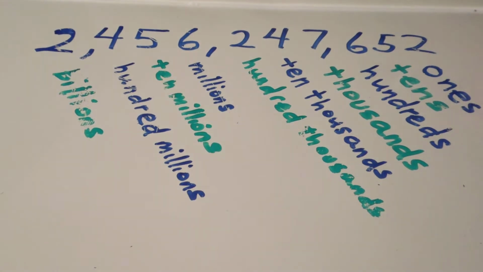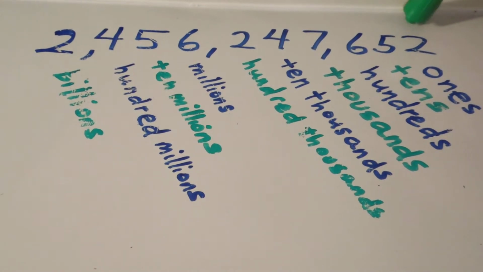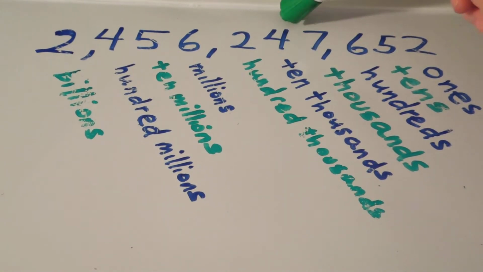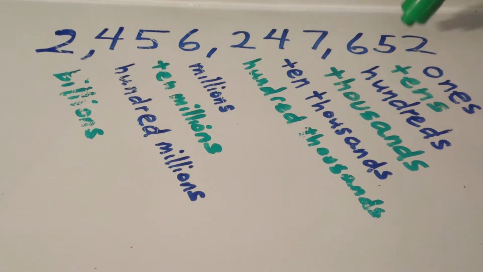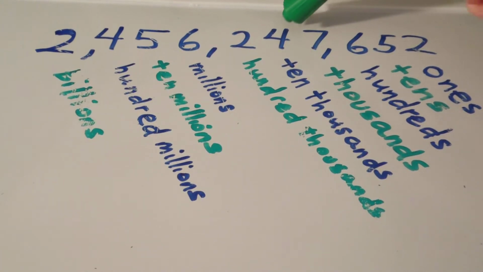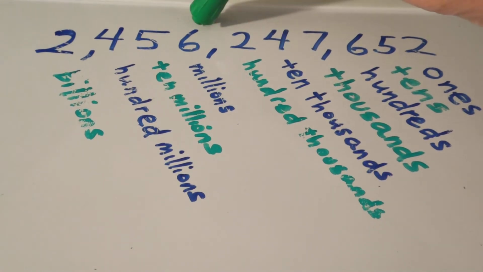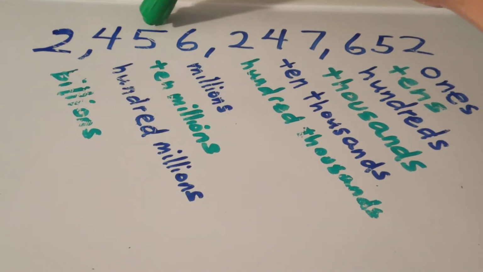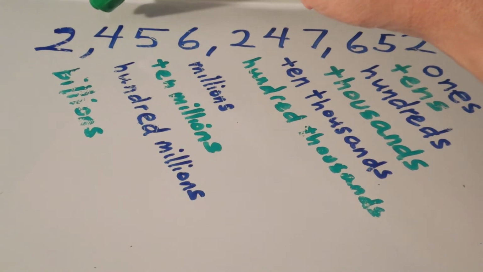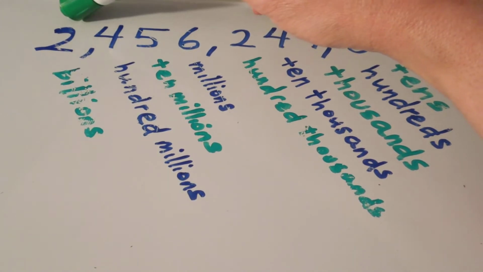Now I want you to join me. Ones, tens, hundreds, thousands, 10,000s, 100,000s, ones, tens, hundreds, thousands, 10,000s, 100,000s. Then comes the millions, followed by 10 millions. Then comes the 100 millions, followed by the billions.